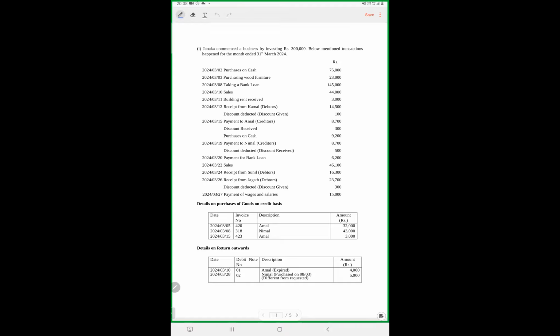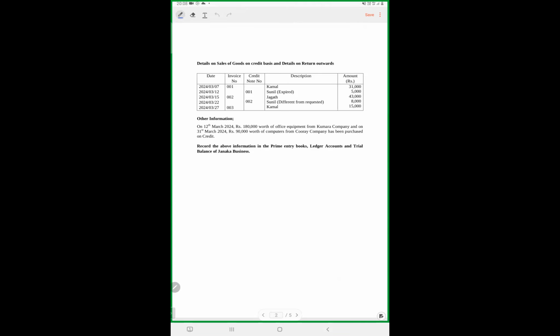So the requirement is we need to prepare the primary books. You know that we have different kinds of primary books. Out of that, first we need to develop the cash receipt journal. You remember in the cash receipt journal, we are recording the transactions which occurred on cash basis, right? Cash basis. So please do with me. First, we need to develop the cash receipt journal.